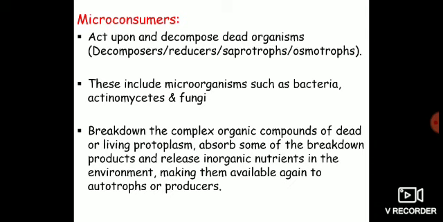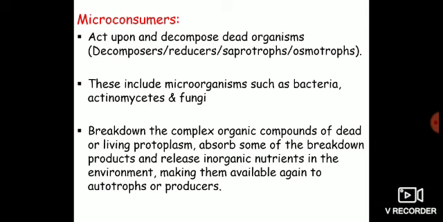And these organisms mainly include microorganisms such as bacteria, actinomycetes, and fungi. And these organisms break down the complex organic compounds of dead or living protoplasm, and they absorb some of the breakdown products and release inorganic nutrients into the environment. Thus, these nutrients are made available again to the autotrophs or producers.